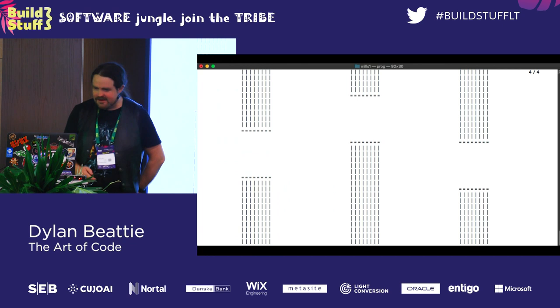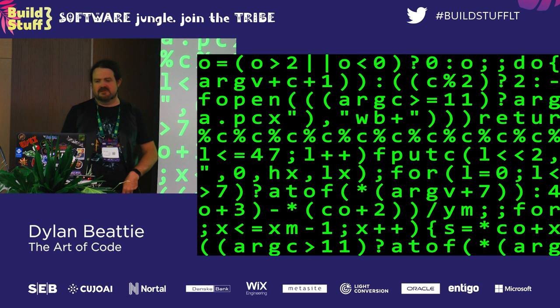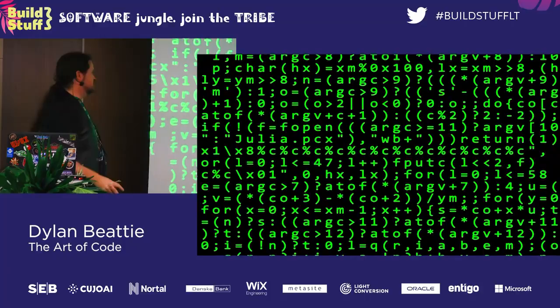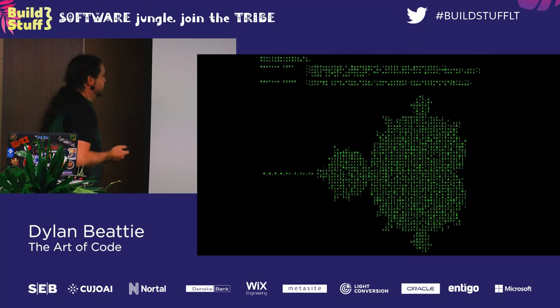Let's have a look at another one. So this is another C source code submission, and this is just a subset of it. If I show you the whole thing, it'll give the game away a little bit. But if you zoom out, this is a Mandelbrot set generator that runs in a Unix terminal. But it is a Mandelbrot set generator that is shaped like a Mandelbrot set. And this won an award.